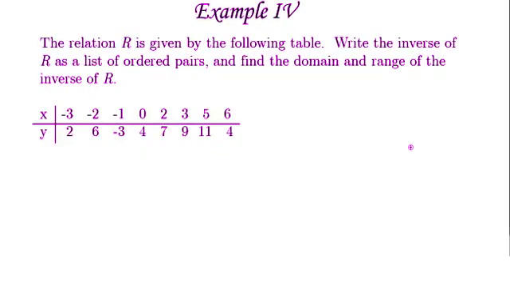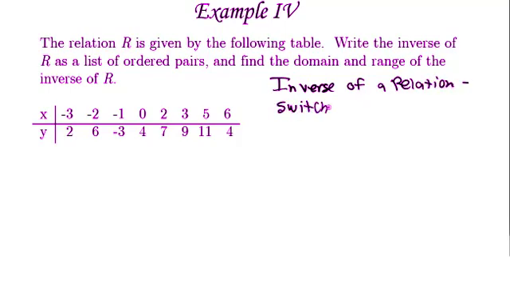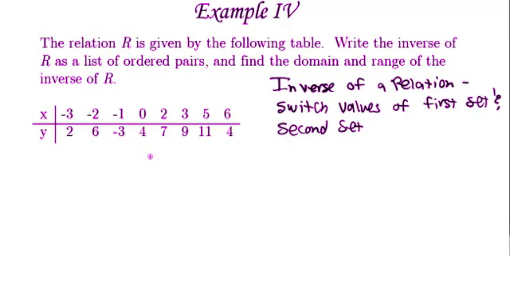Okay, in example 4, the relation R is given by the following table. Write the inverse of R as a list of ordered pairs. And find the domain and the range of the inverse of R. Remember the definition of the inverse of a relation. You switch the values of the first set and the second set, or switch the domain and the range. So this is R, and in R I have the domain given here and the range given down here.